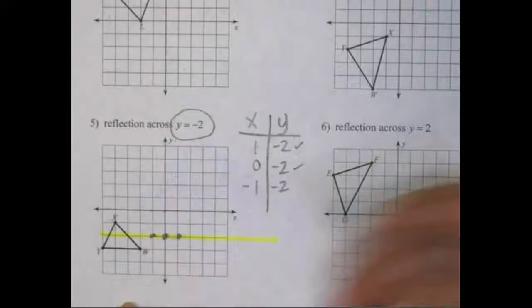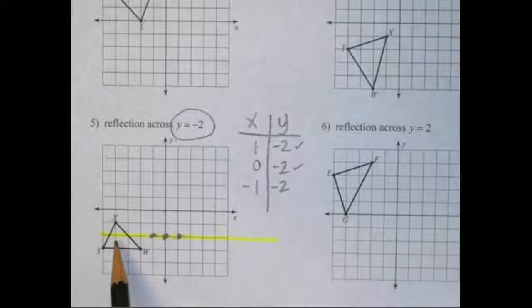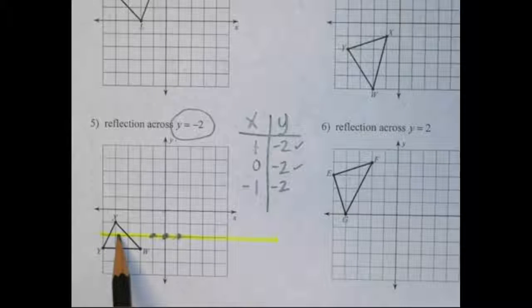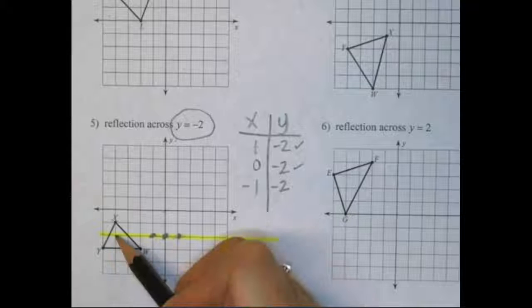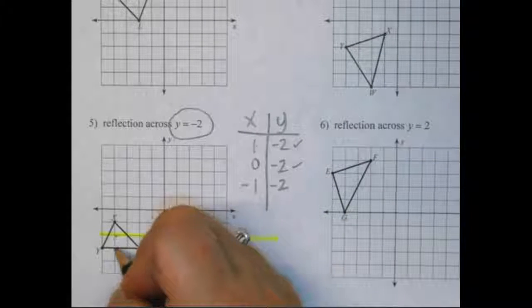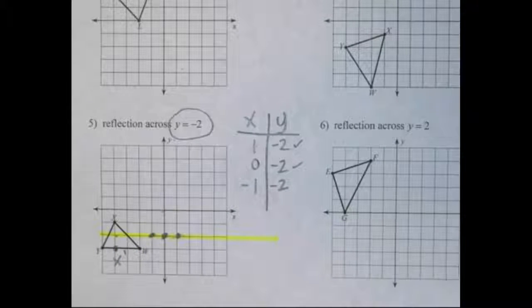Let's go top down. So X. What direction am I going in order to get to my line of reflection? Am I going right? Left? I'm going down. Okay. So from X to this line, I have to go down 1 unit. To reflect it, I need to go down 1 more unit. That becomes X prime.